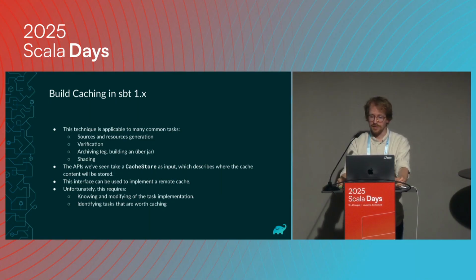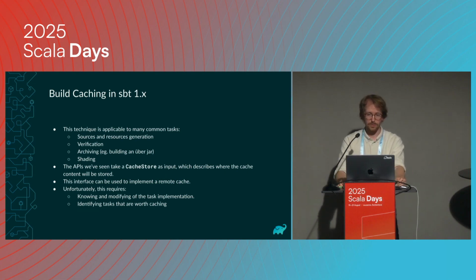Those APIs take as input a cache store. The cache store is an interface that is used to describe how the files are stored. You could define a cache store that works remotely, you can define a cache store that works on disk, or that synchronizes between the two, and so on and so forth. But still, even with those abstractions, you still need some knowledge about the implementation of the task so that you know how to change it. You still need to know which task you want to work on, because some of those may not be worth caching, and that's something that you need to identify.